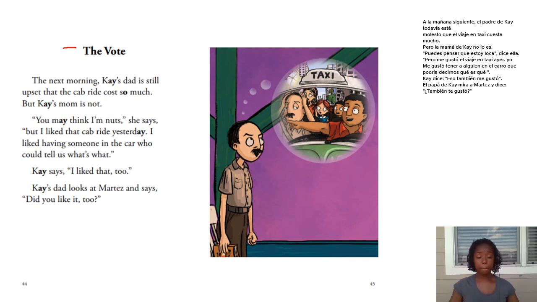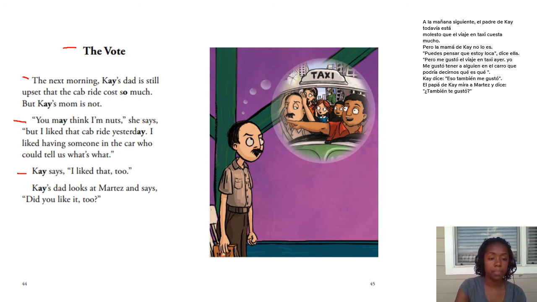Starting with the title, The Vote. Finger underneath the word the. The next morning, Kay's dad is still upset that the cab ride cost so much, but Kay's mom is not. Finger underneath the word you. You may think I'm nuts, she says, but I liked that cab ride yesterday. I liked having someone in the car who could tell us what's what.